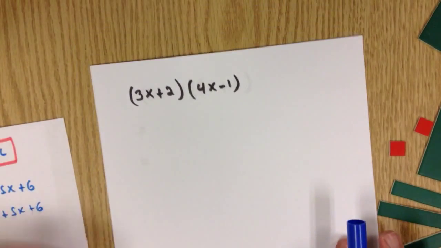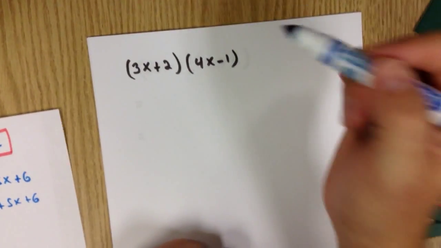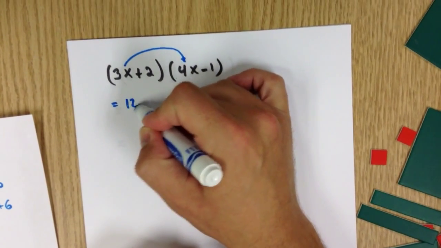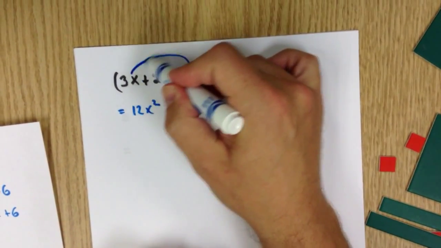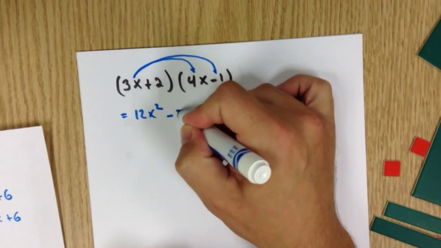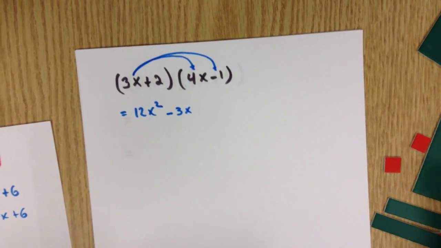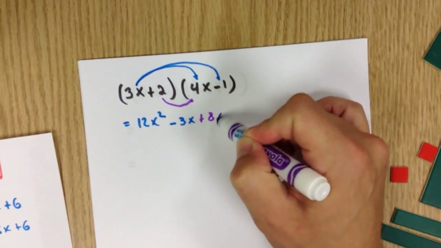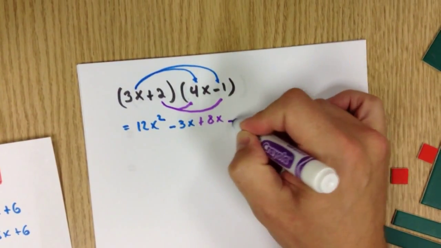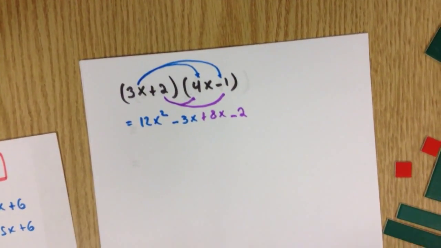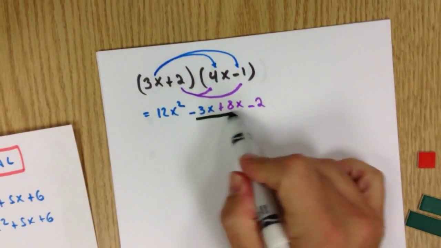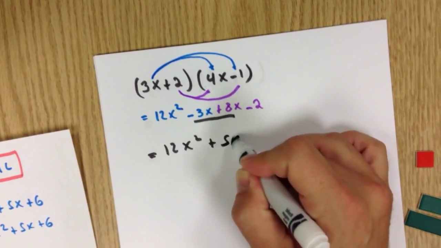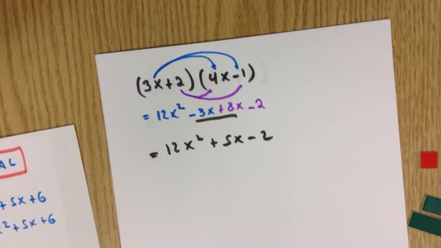So sometimes what we do is we figure out that we can actually do little arrows. You're going to say 3x times 4x in this case, which is equal to 12x squared, and then 3x times minus 1, which is minus 3x. And then you do the bottom part, or the next one. So it's 2 times 4x is plus 8x, and 2 times minus 1, which is minus 2. Then you notice that you can actually put the x's together, and that's equal to 12x squared plus 5x minus 2 is our final answer.